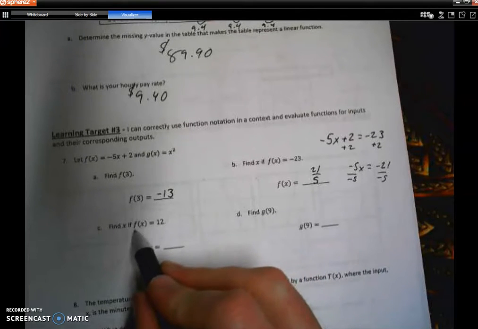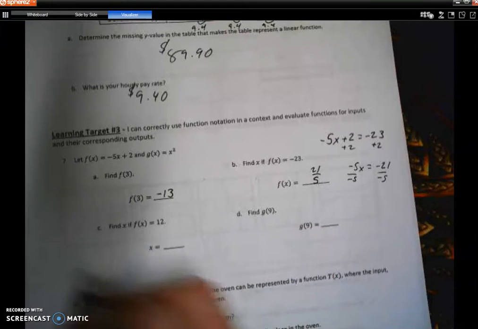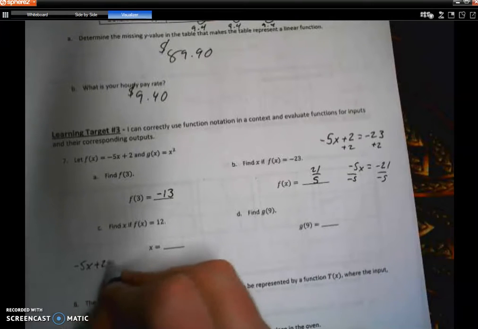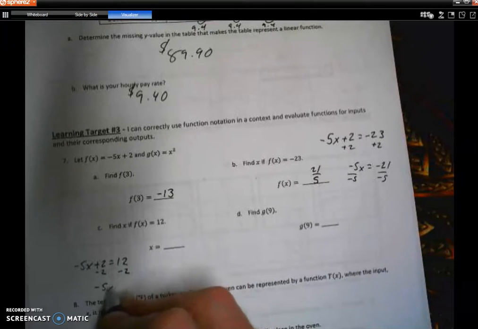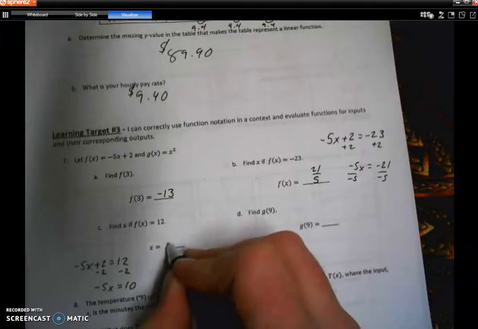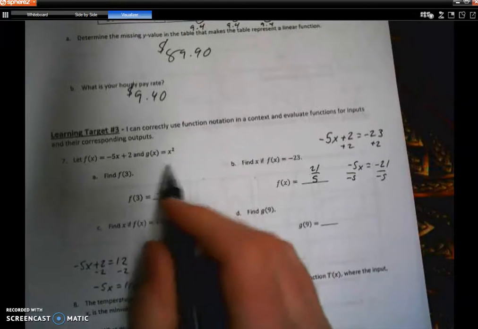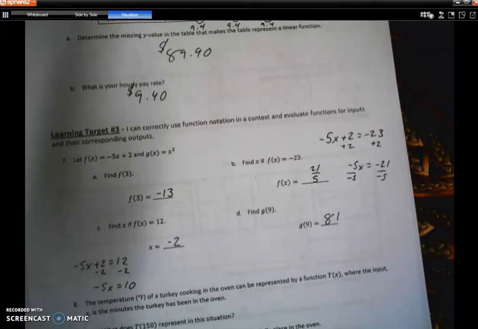All right, what do we do if f of x equals 12? Well, same thing. Plug in 12, so negative 5x plus 2 equals 12. Subtract 2 from both sides, we get negative 5x equals 10. 10 divided by negative 5 is negative 2. And then g of 9, go to g, plug in a 9. 9 squared is 81. So far, so good.